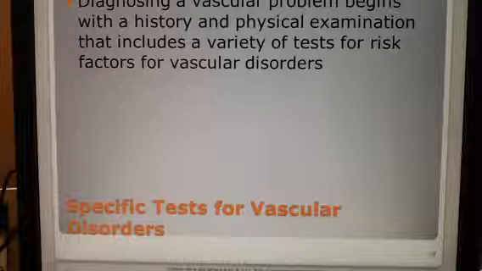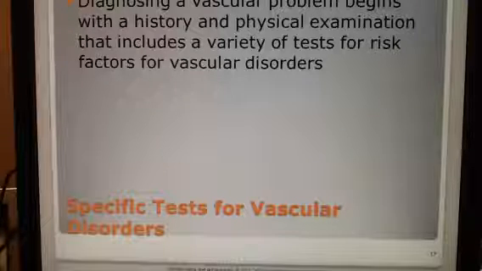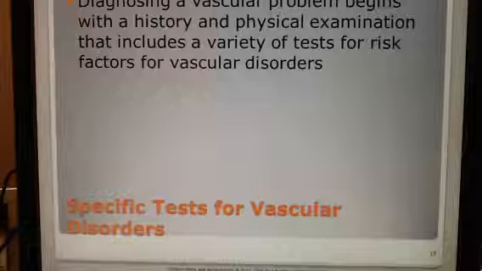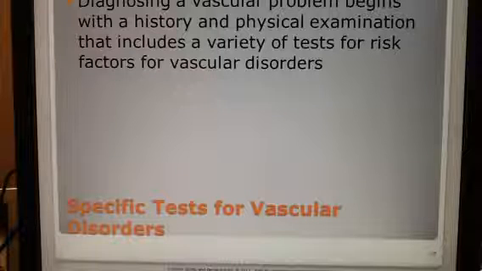Diagnosis of the cardiovascular system comes in several different tests and diagnostic procedures. We are going to go over those in class and actually get into groups and do an online presentation for this.